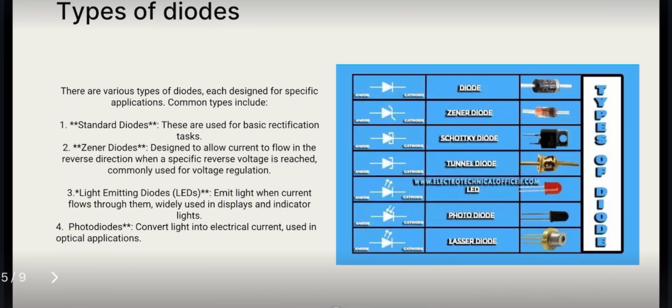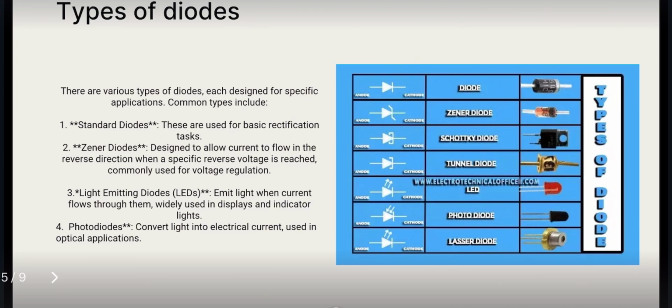Types of diodes. There are various types of diodes, each designed for specific applications. Common types include: firstly, standard diodes. They are used for basic rectification tasks. Second, Zener diodes, designed to allow current to flow in the reverse direction when a specific reverse voltage is reached, commonly used for voltage regulation.